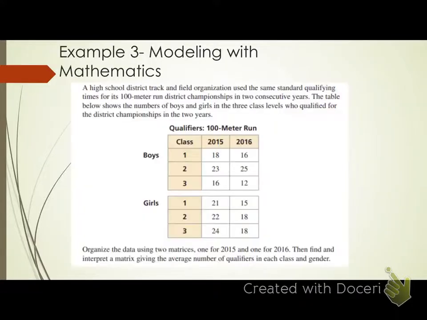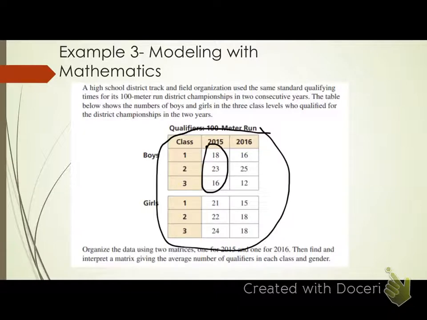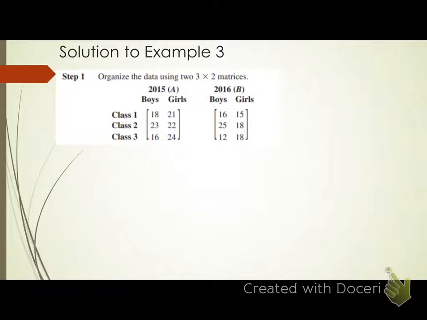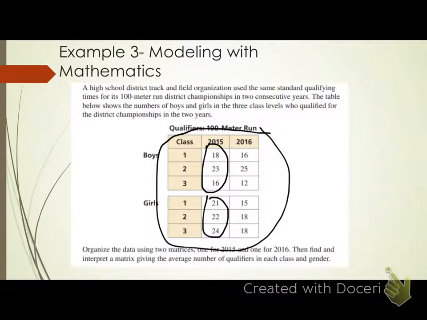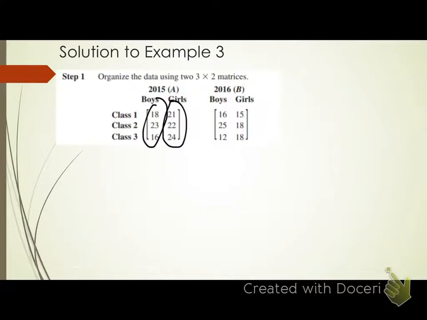All those numbers came from these tables right here. For my 2015 one, I had my boys column on the left, my girls column on the right. 18, 23, 16, 21, 22, 24. Same thing for this 2016 one. Boys columns were on the left, 16, 25, 12. Girls column was on the right, 15, 18, 18. That's where my numbers came from.